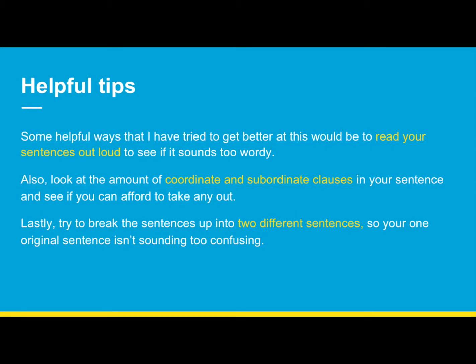So some helpful tips that I learned along the way of trying to get better at sentence sprawls is definitely to read your sentences out loud. This is a good way to actually see if maybe you are sounding too wordy or if there's a clearer way that you can be saying it. Also, just look at the amount of coordinate and subordinate clauses in your sentence because there is the possibility that you can afford to take a few out. Lastly, I would just try to break the sentence up into 2 different sentences. This way that one original sentence isn't being too wordy and tiresome.